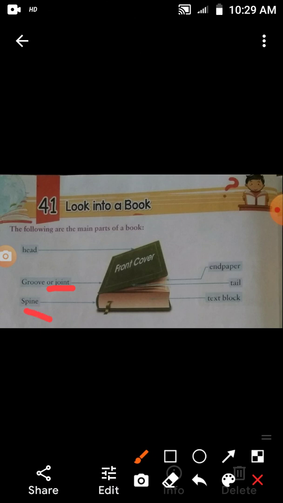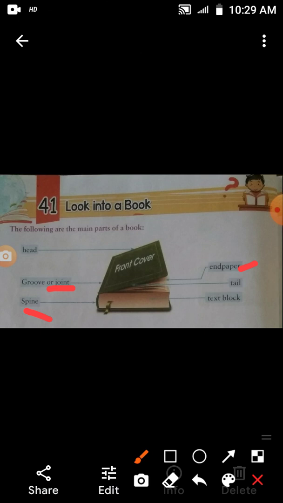And the third is spine, in which the book is bound. We have seen spiral binding, no? In the same way the book is bound, it is called spine. And next is end paper. End paper is a paper inside a book. It is a blank page. Okay, it is used to protect the book.